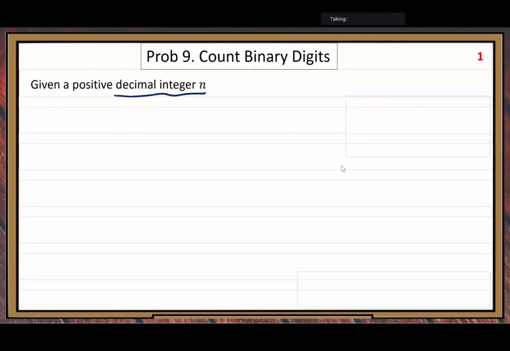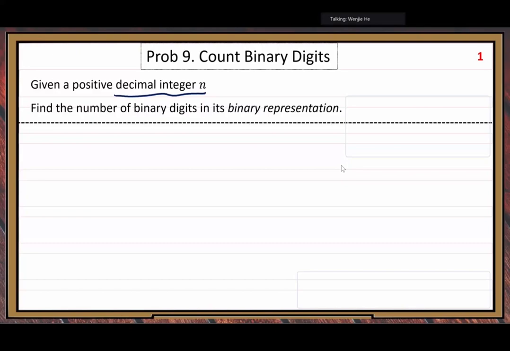In this question, we consider two numeral systems, decimal numeral system and binary numeral system. All right. Find the number of binary digits, bits, right? So binary digits, so we call it bits, in its binary representation. Pretty straightforward. So you know how to do the conversion, right? But here we need to count that number of bits. All right. Here we apply recursion.